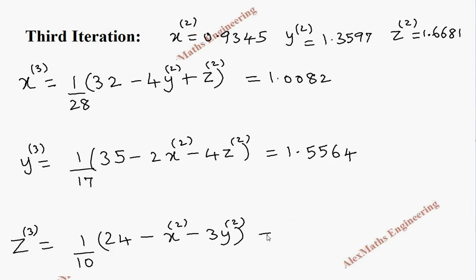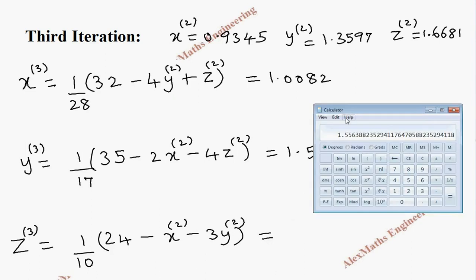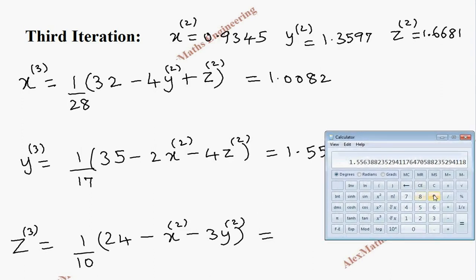Then coming to z of 3. Once again we start calculating. This is 24 minus x, where x is 0.9345, minus 3y, 3 into 1.3597. Then this entire value divided by 10. We get 1.8986.